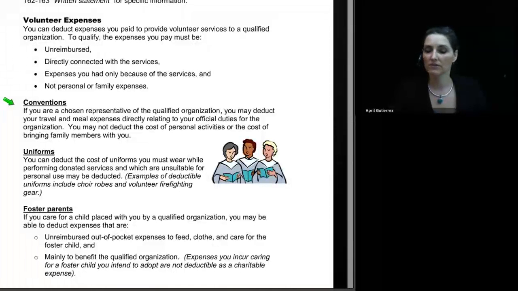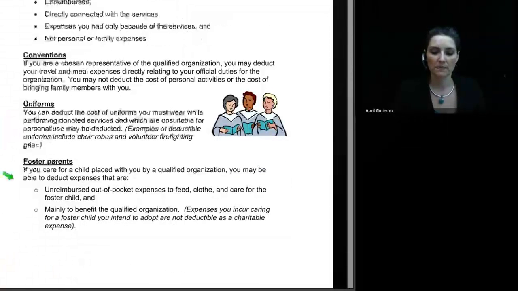The answer is generally no. But if you are a chosen representative of a qualified organization, you can deduct the travel and meal expenses directly relating to your official duties for the organization. You may not deduct the cost of personal activities or the cost of bringing family with you.